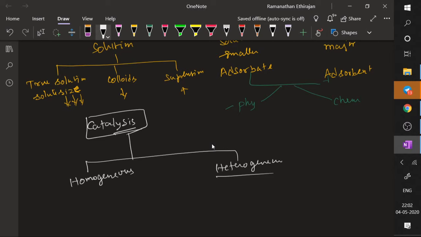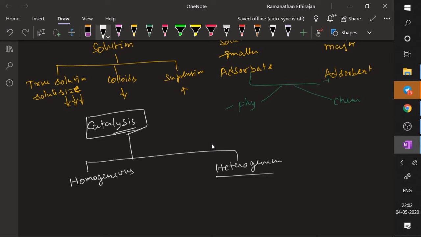What is the role of a catalyst? It just activates and enhances the reaction, and it should be retrieved also. A catalyst is a substance that should be added in small quantity. These are all the characteristics of a catalyst.